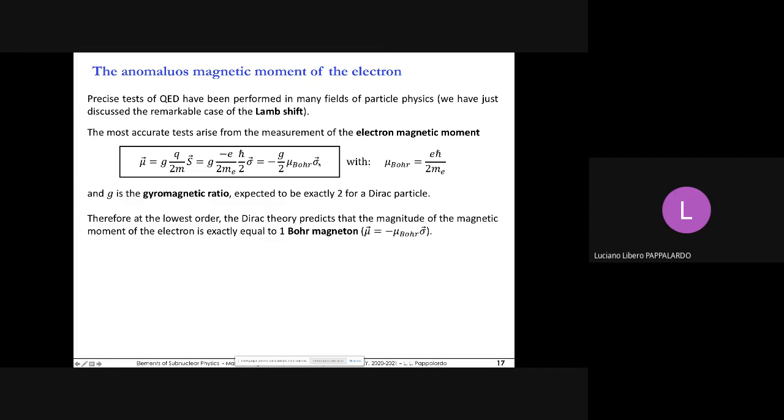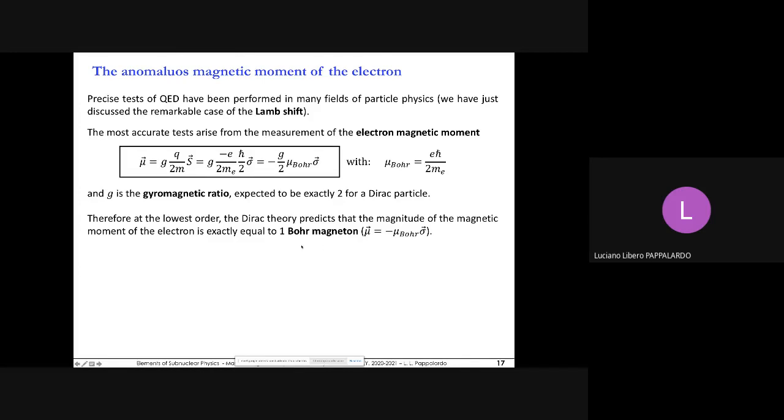Okay. Now, if you also remember, one of the precise predictions of the Dirac theory is that for a Dirac particle, g must be exactly equal to 2. Where a Dirac particle means a point-like fermion that is a solution of the Dirac equation. So the Dirac theory predicts that g must be exactly 2 for any Dirac particle. So these cancel in the ratio.